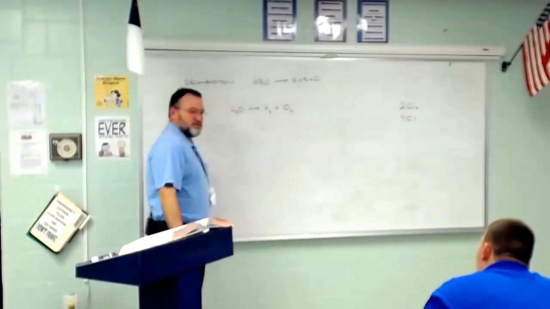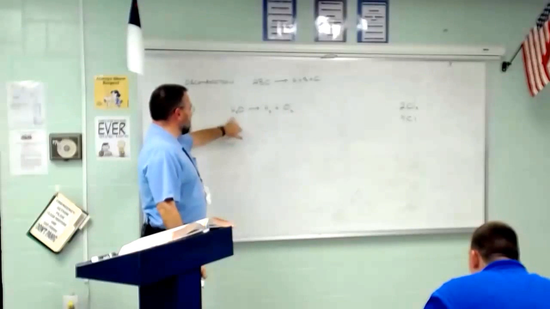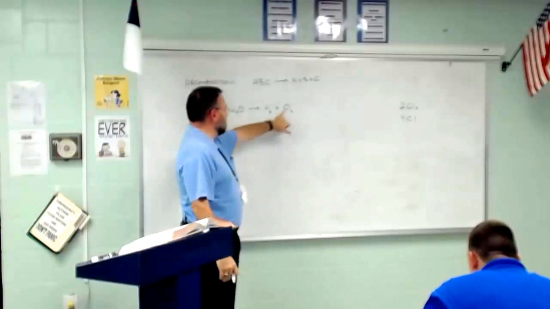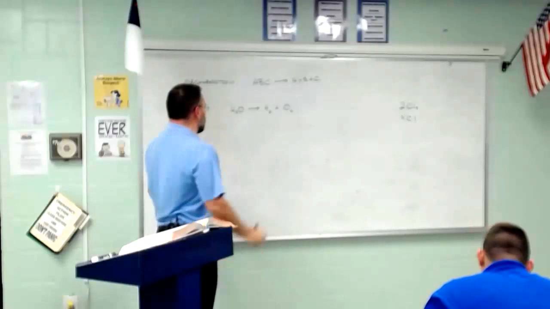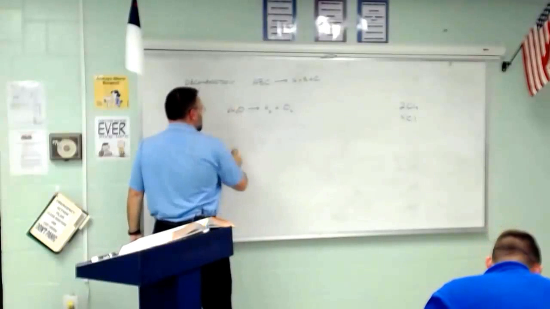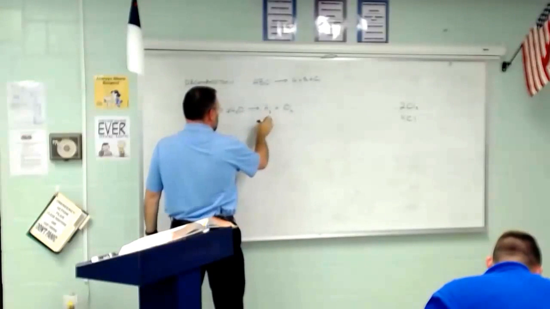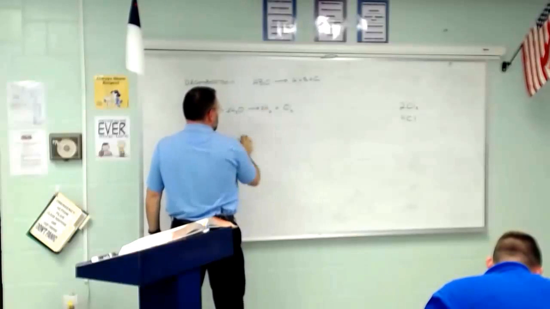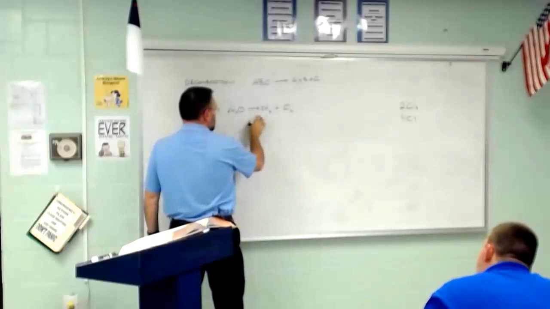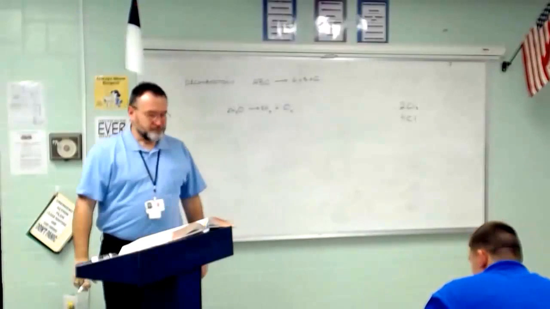Let's balance it. How many hydrogens? 2. 2. 1, 2. How many do we need? What do we need to do? We need at least 2 over here, right? If we change that to 2, we've got our 2 here, but now we have 4 here. 4, 2. We need 4. So it's 2H2O is 2H2 plus O2.